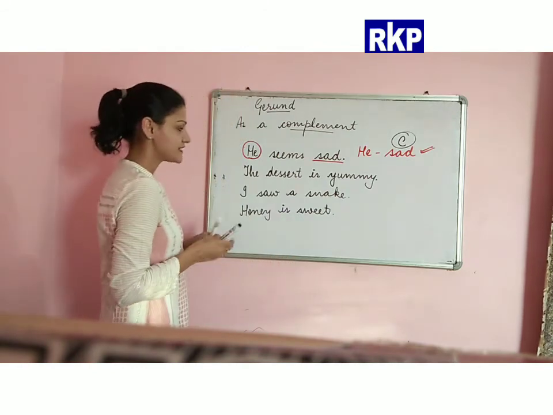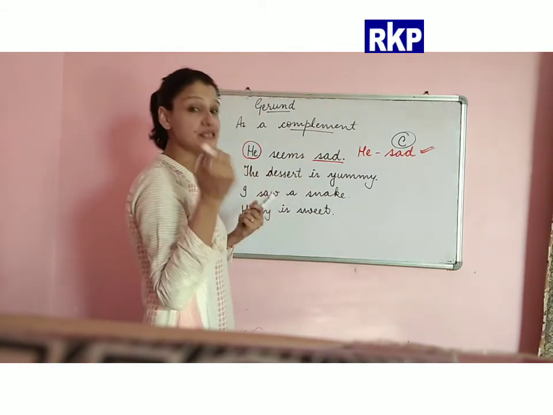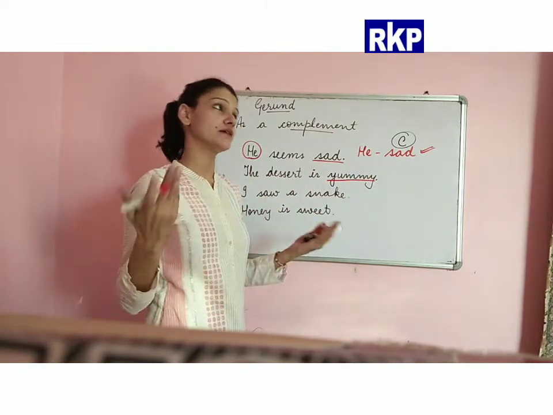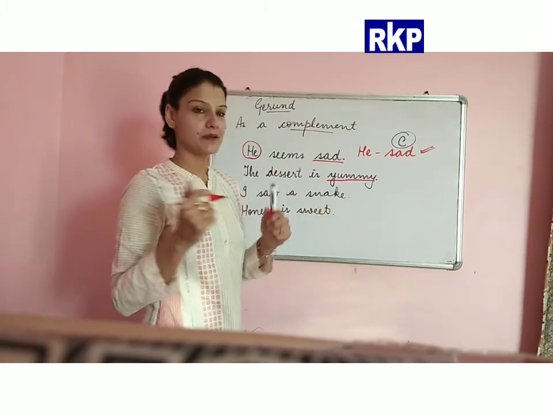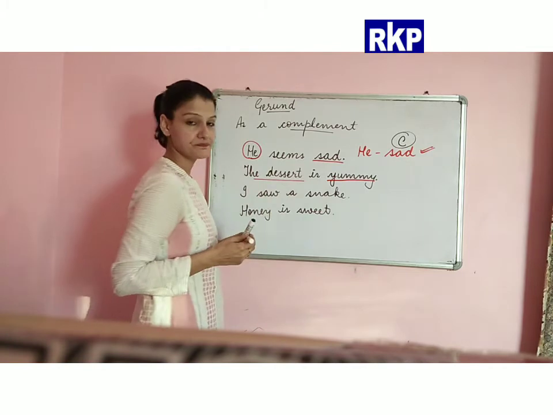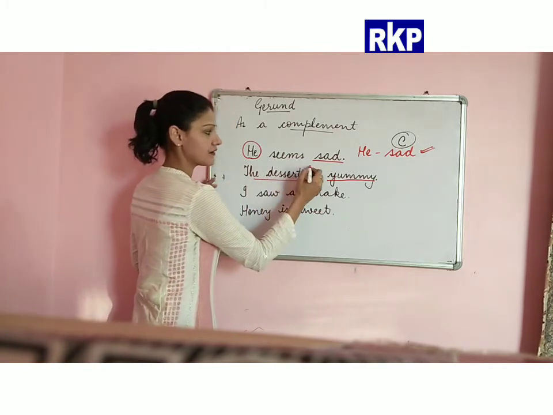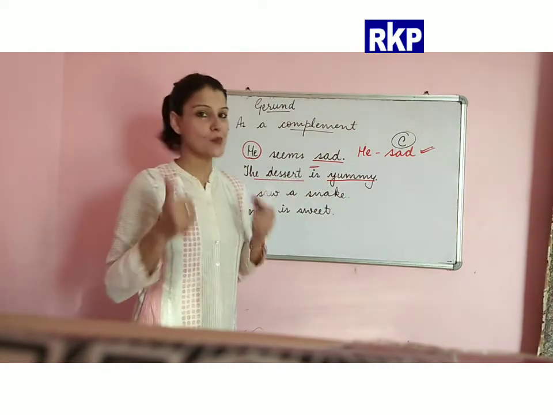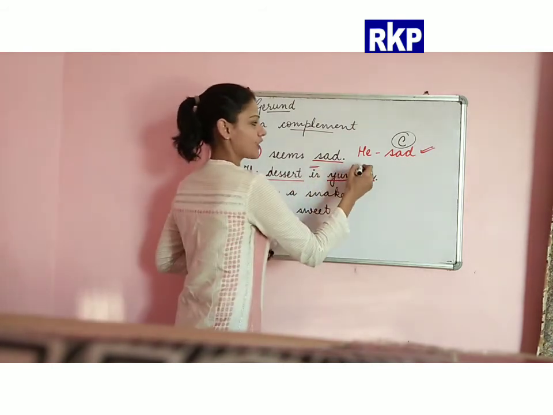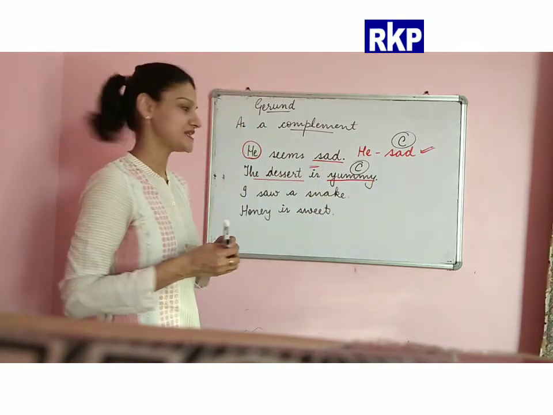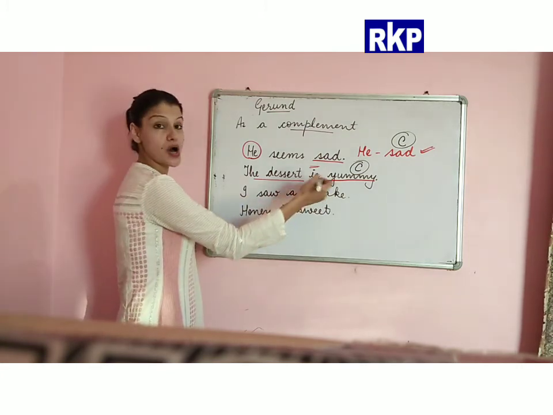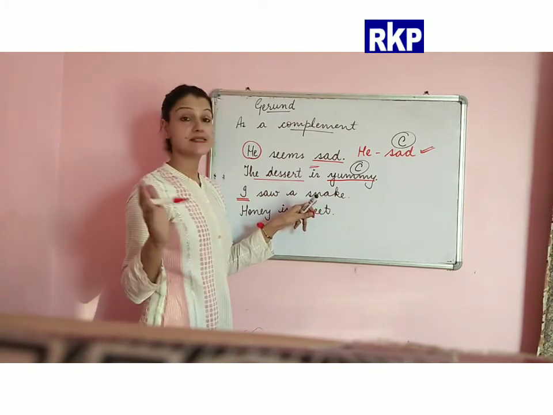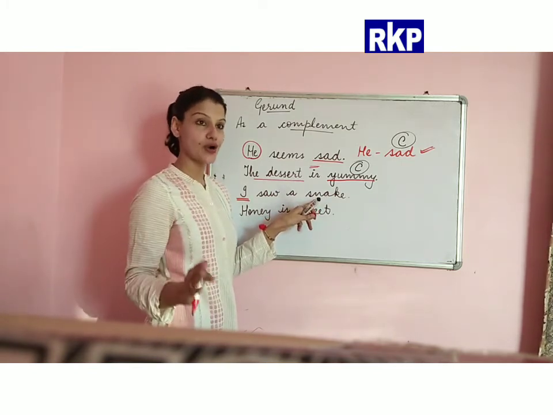Now next is the dessert is yummy. It might be an object or it might be the subject complement. So let's find out. This is our subject, so the dessert equal to yummy. Dessert, yummy, goes well. That means it is a complement. Next sentence, I saw a snake. Now we have to find out whether the word snake is an object or a complement.